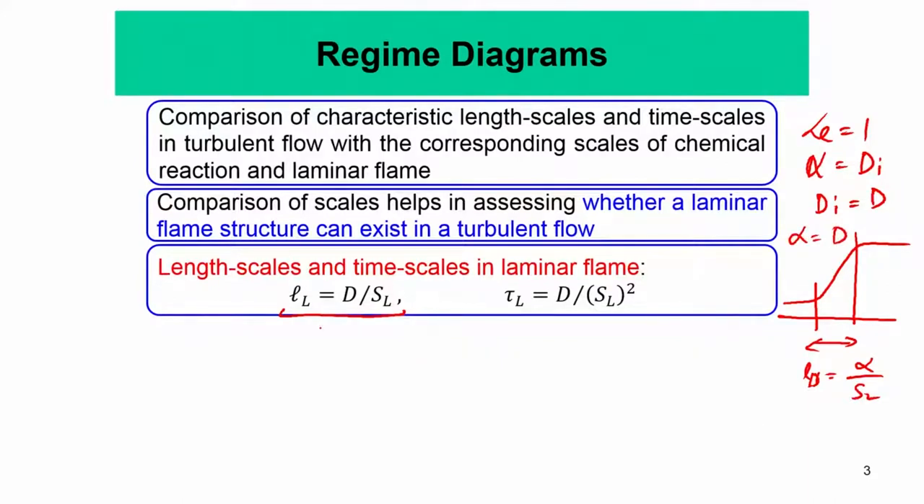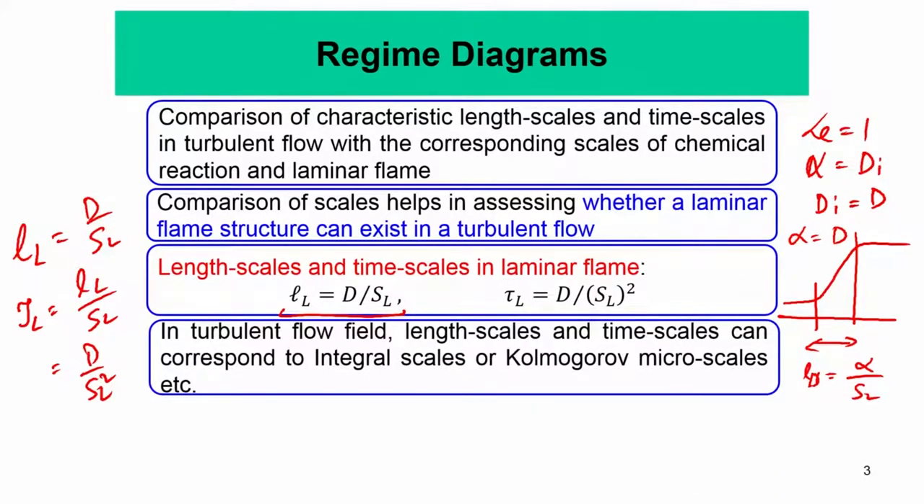So our LL, which is a characteristic laminar flame thickness, is essentially D by SL. This is what we already obtained before from the laminar premixed flame class. If it is D by SL, the corresponding time scale is essentially LL by SL, which we can write as D by SL square. So that is what we have done.